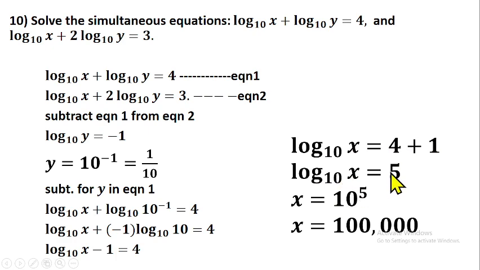So we can raise 10 5 times to get x, according to the definition of logarithm. 10 raised to the power 5 could give us what? x. So x is equal to 10 raised to the power 5. So x will be equal to 100,000 as the value of x. So x is 100,000, y is 1 over 10 for this simultaneous equation on logarithm.